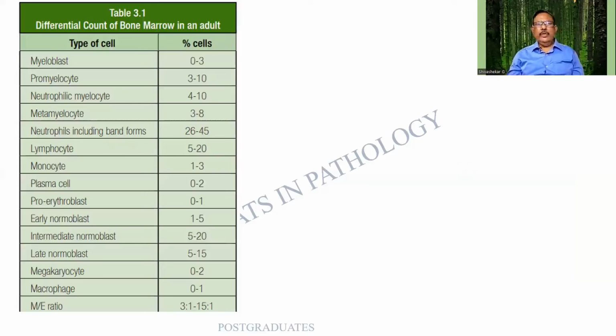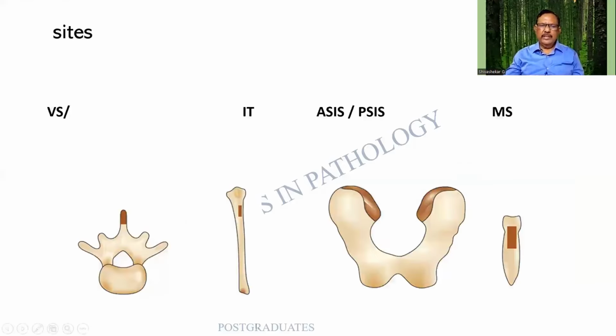A normal differential count, you people should know. I would like you to go to any standard text. This is in fact from my book, one page, wherein I have a rough idea about the differential count in an adult of the bone marrow cells. Again, we had already seen the sites for a bone marrow aspiration. Always mention anterior superior iliac spine, posterior superior iliac spine, manubrium sterni, tibial tuberosity, and vertebral spine. It will be better that you people are very specific in your mentioning.